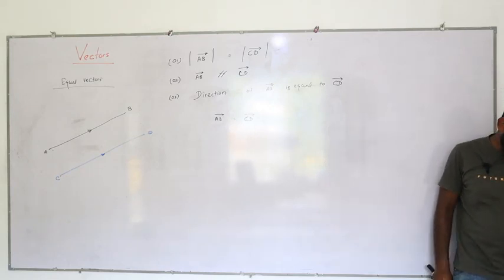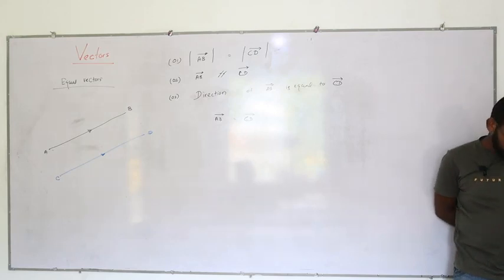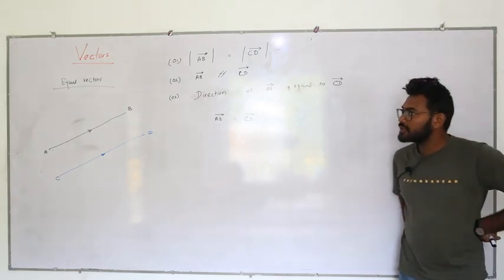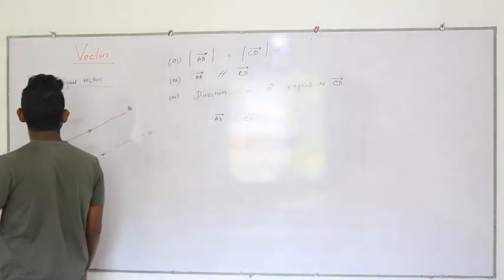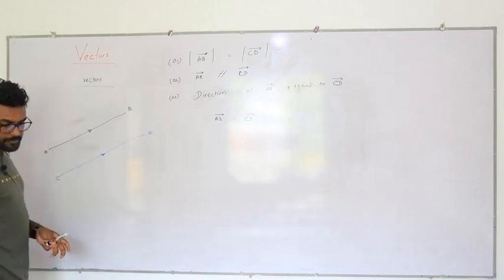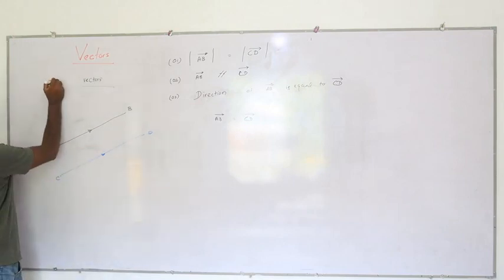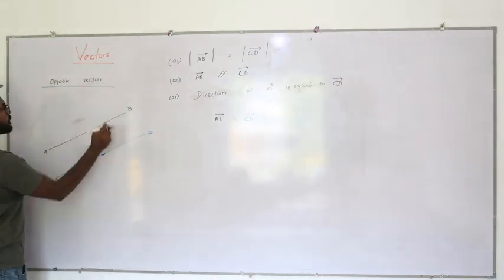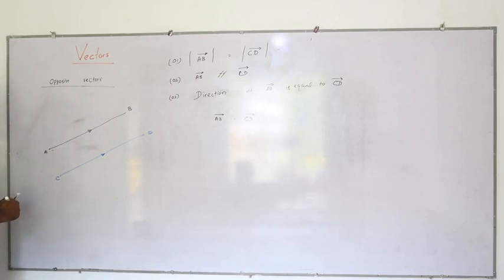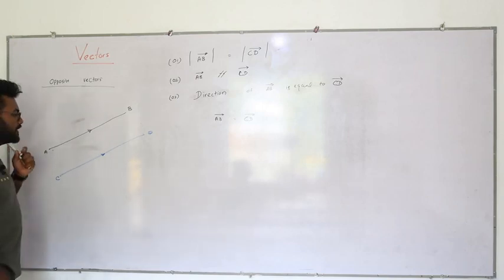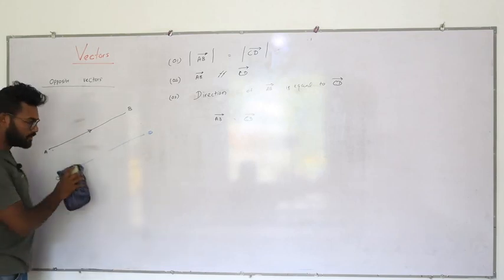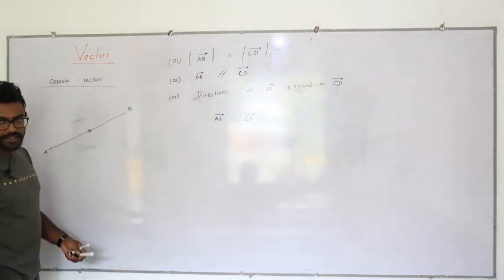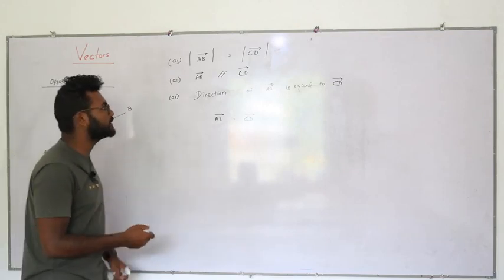Right. Then the next one, opposite vector. These are equal vectors. The other one will be the opposite vector. How can we say a vector is opposite? Yeah, magnitude wise they are equal, but in direction they are opposite.